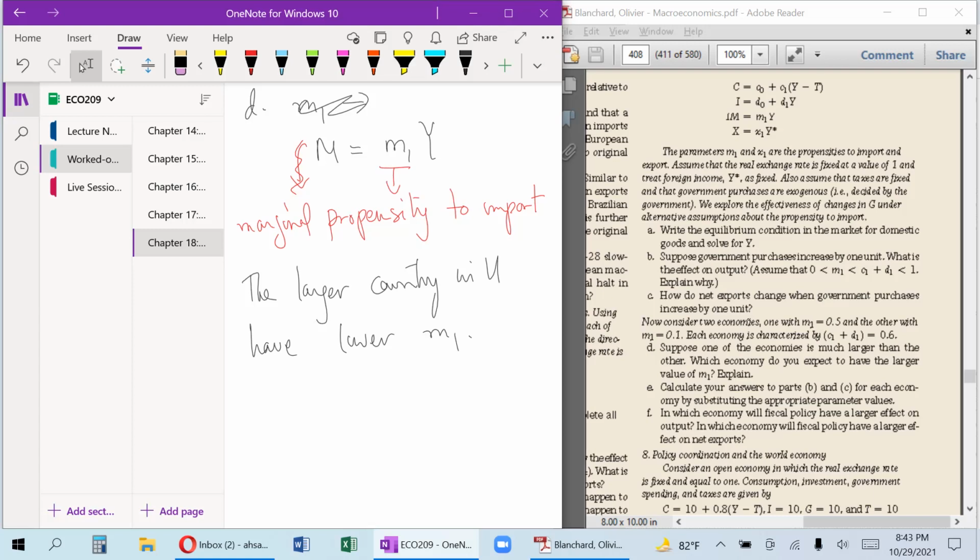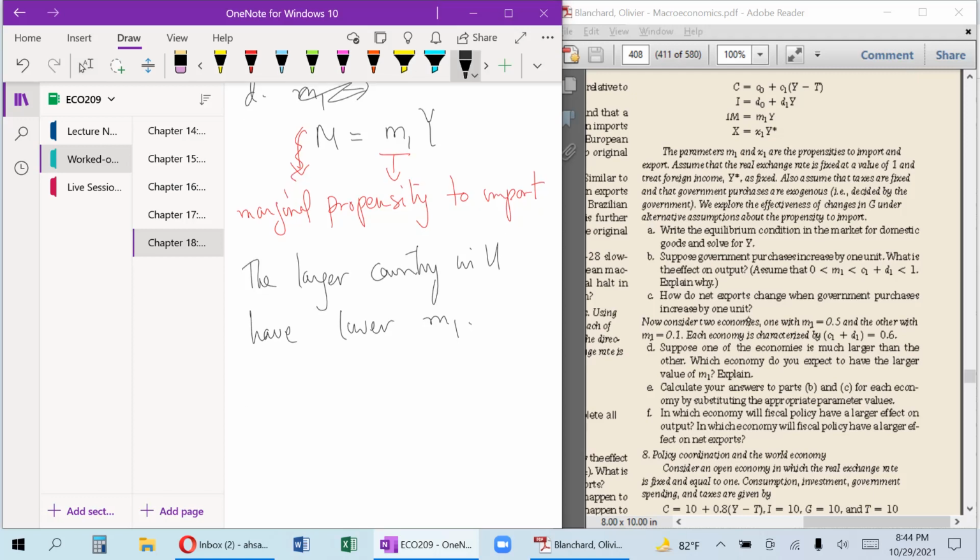As I've said, this is what we observe in practice. This is not a mathematical relationship, but the explanation does hold. It does make sense that the larger you are, the lower your propensity to import will be. So anyway, that was part D. Let's move on to part E.